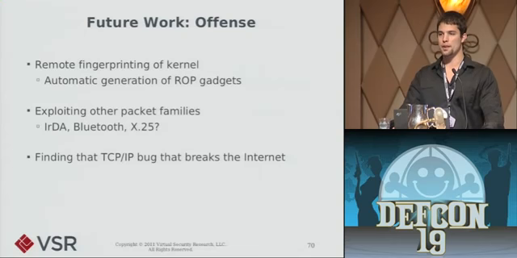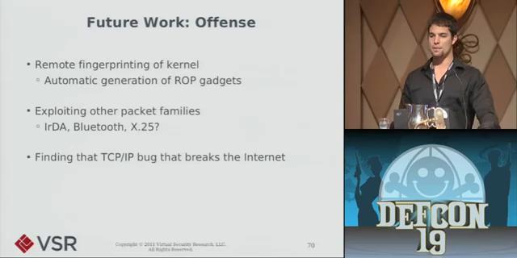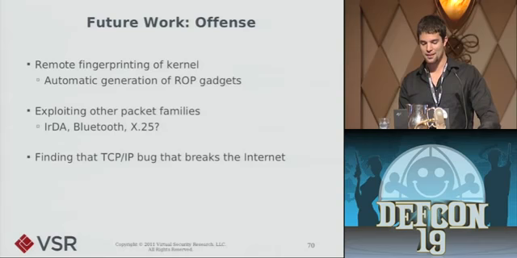Now, more general future work on the offensive side: because these exploits really rely on knowing something about your target, I think remotely being able to fingerprint a kernel, identifying whether this is a distribution, what distribution it is, and what version it is likely to be, is really essential in gaining the information you need about your target to be able to build your exploit. I'd also like to look at other fun packet families for exploitation: IRTA, Bluetooth, X25 are all less tested and probably have plenty of fun bugs. And of course, finding that IP bug that breaks the entire internet is always future work.